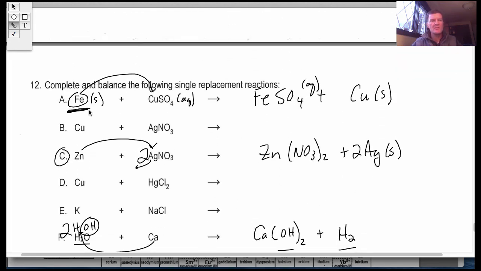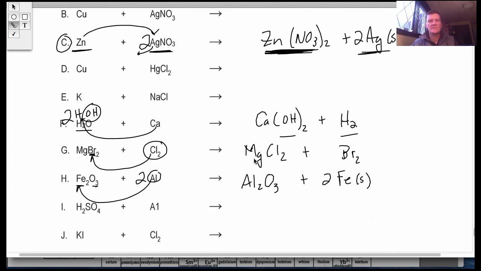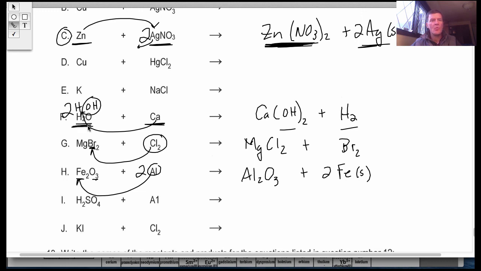This is iron, solid iron with copper sulfate solution, producing iron 2 sulfate and copper solid. And here we have silver nitrate and zinc, producing, sorry, not silver nitrate, zinc nitrate, aqueous zinc nitrate, and silver solid. Okay, and here we have calcium in water, producing calcium hydroxide and hydrogen gas. This would be a gas right there.